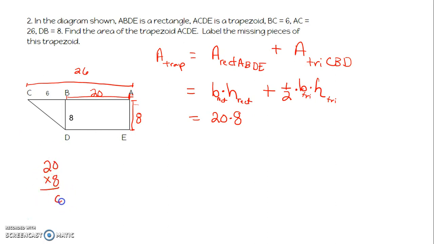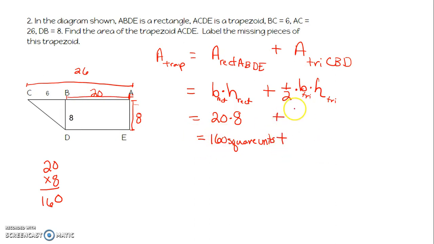8 times 0 is 0. 8 times 2 is 16. So that must be 160 square units, or units squared. It would mean if I was going to actually find how many squares would fill up this rectangle, it would take 160 squares to do that.